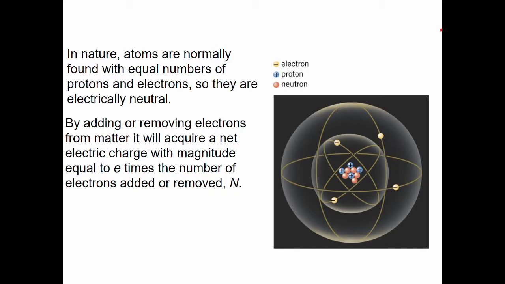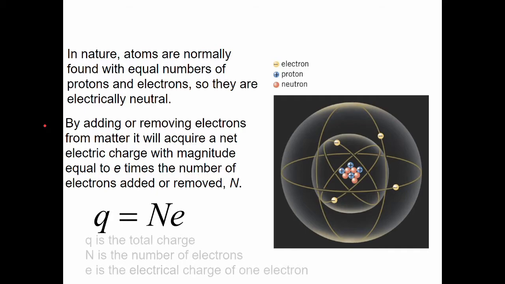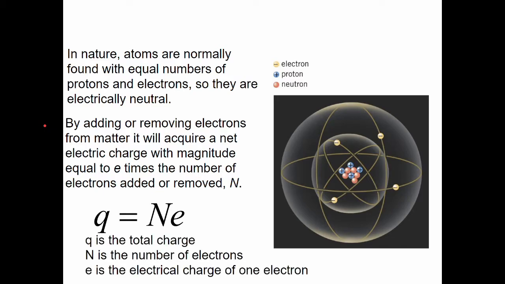or removed. Every electron has the same charge, which we use the lowercase letter e to represent. That is known as the elementary charge. We can represent that as an equation, Q equals NE, where Q is the net charge on the atom or the material, and N is the number of electrons that have been added or removed, and e is the elementary charge on one electron.